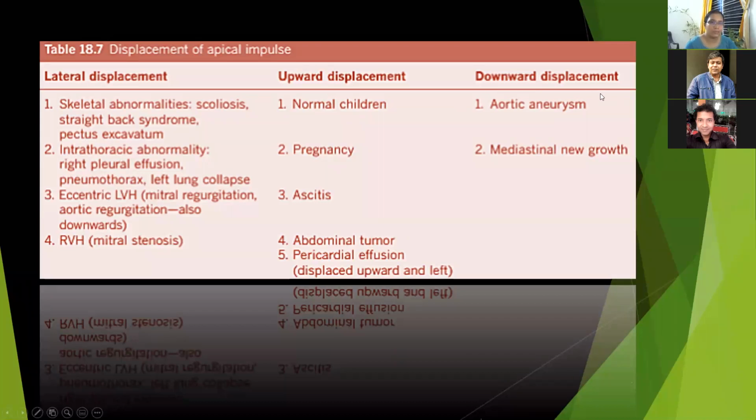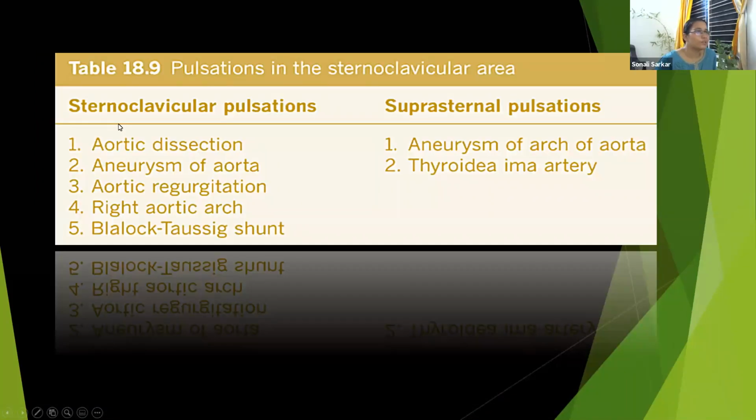Now downward displacement of cardiac apex can occur in aortic conditions, and pulsations in the sternoclavicular area can occur due to aortic dissection, aneurysm of the aorta, or aortic regurgitation, or right-sided aortic arch. Causes of suprasternal pulsations are aneurysm of the arch of the aorta, unfolding of the aorta, aortic regurgitation, or arteriothyroidea.